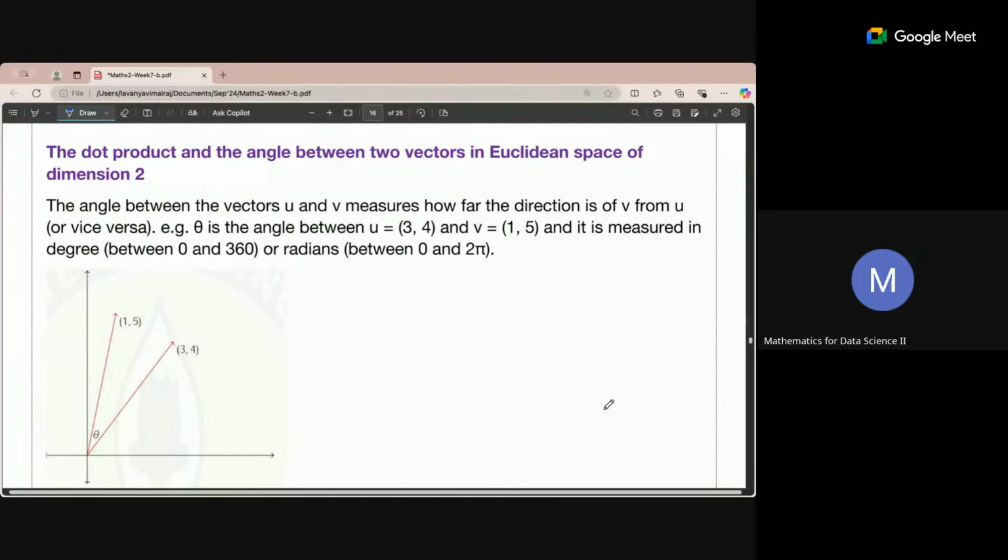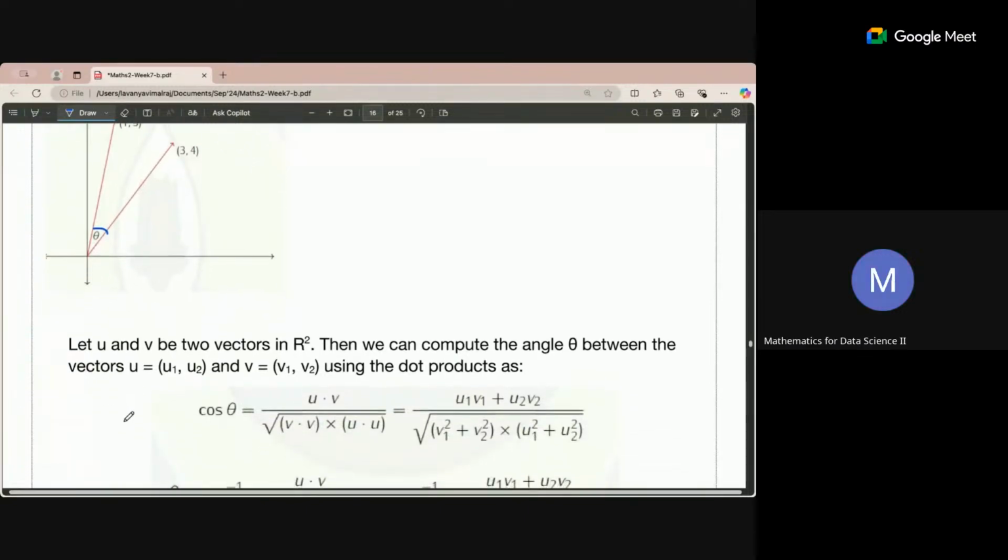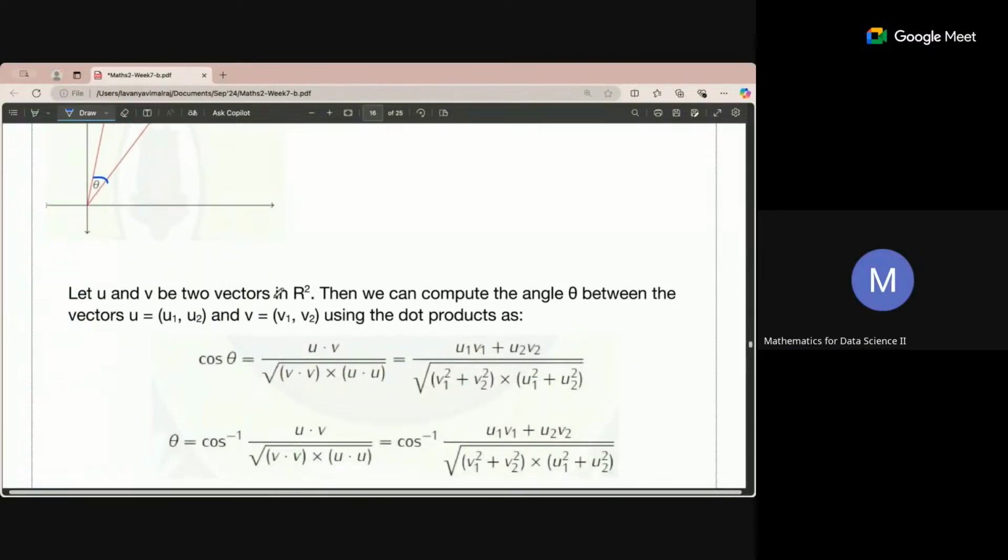So what is the angle between two vectors? For example, you have two vectors here. How do you know what is the angle between these two vectors? Using dot product. So for that, we are going to again use dot product. Let u and v be two vectors in R2. Then we can compute theta, the angle between u and v, using dot product in this way. Maybe this formula for finding the angle with dot product you have seen already, right? Now u is u1, u2, and v is v1, v2. When you do the dot product, this is what you get. So theta is equal to cos inverse of whatever you have here.